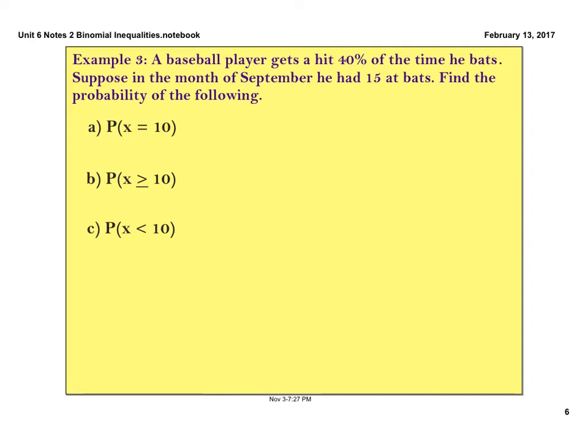One more example for today. It says a baseball player gets a hit 40% of the time that he bats. Suppose in the month of September he had 15 at-bats. Find the probability of the following. I want the probability of x equaling 10.